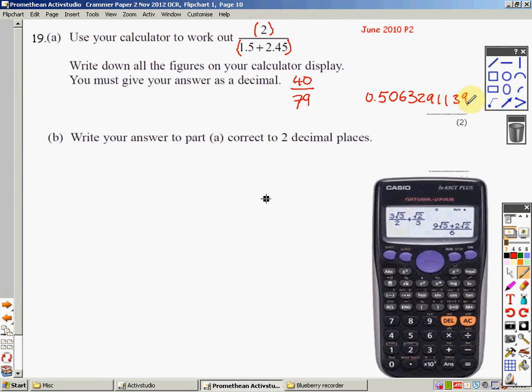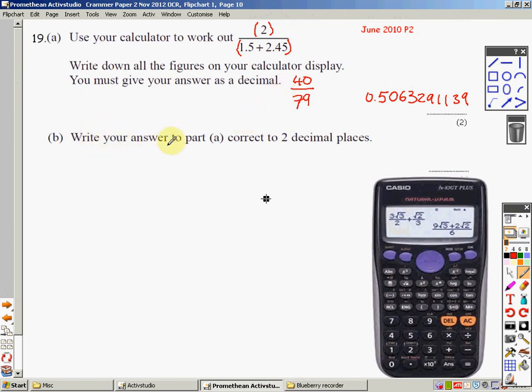0.5063291139. Now what's interesting here, it says you must give your answer as a decimal. This paper was June 2010. The last question we did was June 2009. And the examiners now realise that most students are using the calculator to give fractions. So they've now told you that you've got to give it as a decimal. So I suspect that on Thursday they'll be telling you to give it as a decimal.